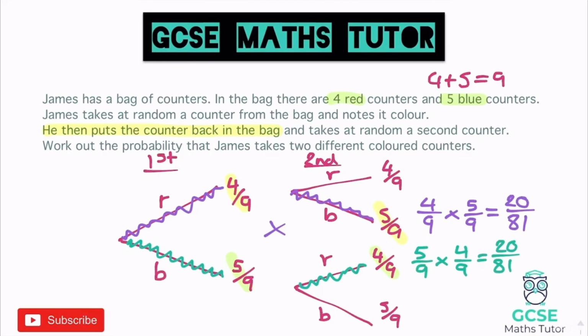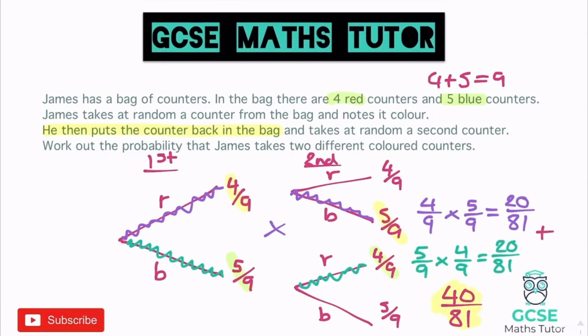So there are 20 ways of getting a red then a blue, and 20 ways of getting a blue then a red. So the total probability there, in order to get our final answer, we just need to add these 2 together to combine them to get the total probability there. So 20 plus 20 on the top gives us 40 out of the possible 81 ways. Remembering you don't add the denominators together when adding fractions, and that would give us our final answer, 40 out of 81.